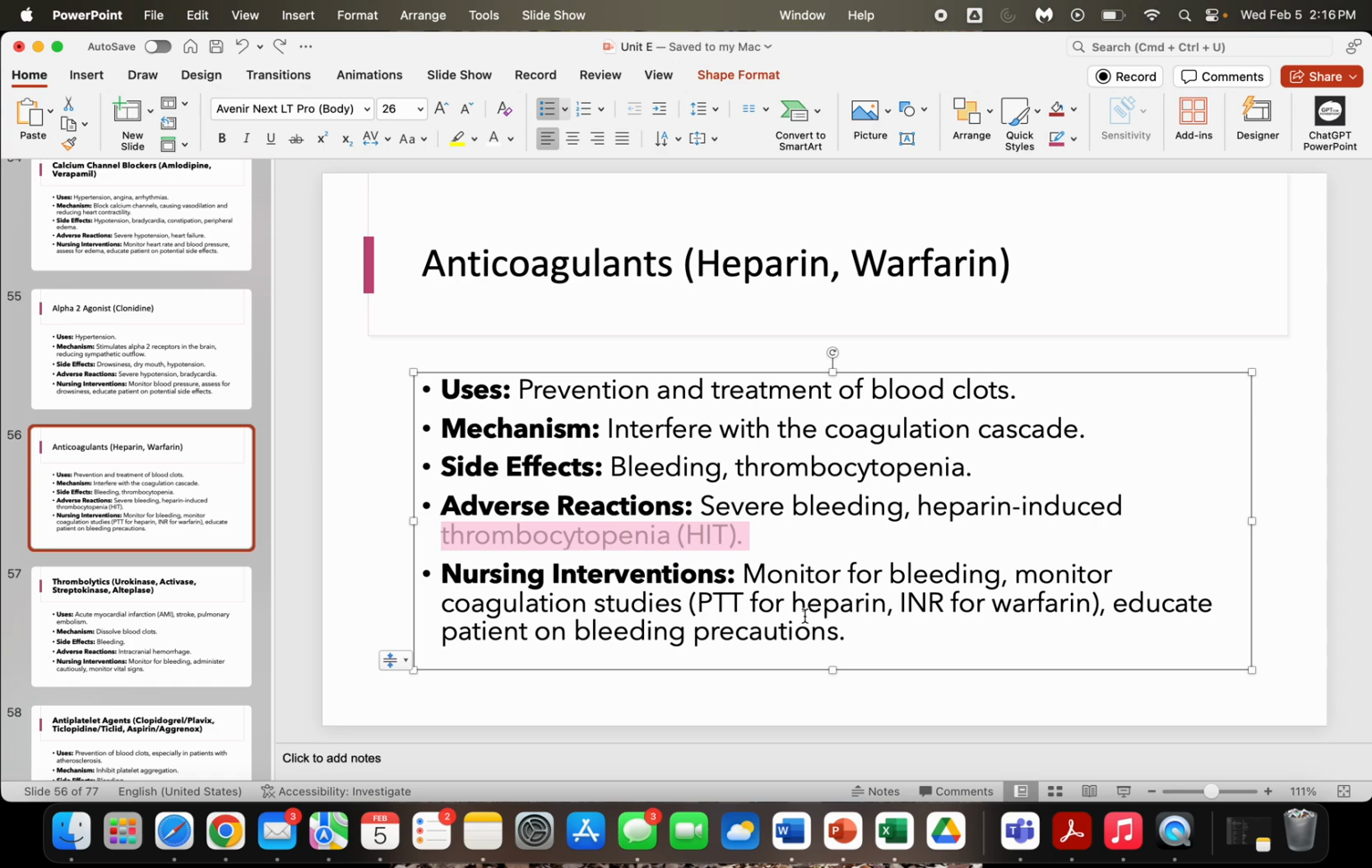So for heparin patients, we're monitoring an aPTT. For your warfarin patients, you're doing a PT/INR. We're always monitoring for how therapeutic it is, how therapeutic our coagulation is when we're giving drugs like this.